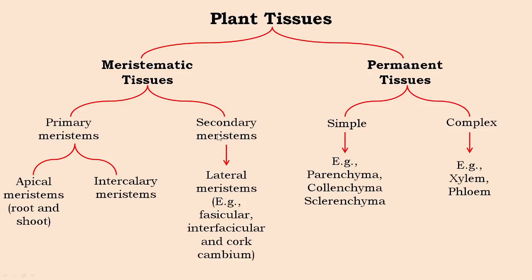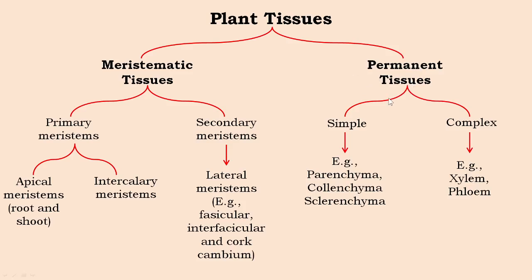Now the meristematic tissues give rise to permanent tissues. Sometimes a cell which arises from meristematic tissue divides, and then the cells become permanent: they lose the capacity to divide and become permanent tissues. They attain a specific structure and function.